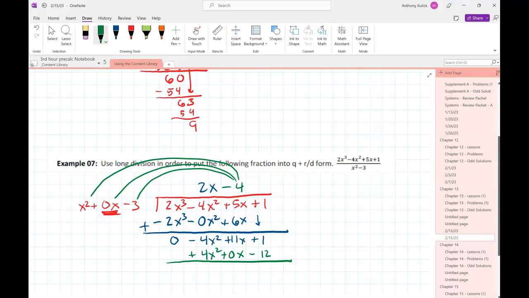Negative 4x squared plus, I'm sorry, plus 4x squared is just 0. 11x plus 0 is 11x. 1 plus negative 12 is negative 11. Because you have to change the negative. Why did we add? And then we wanted the negative.